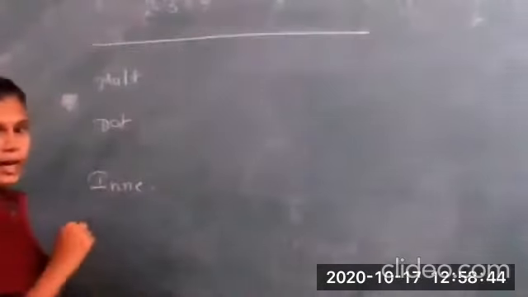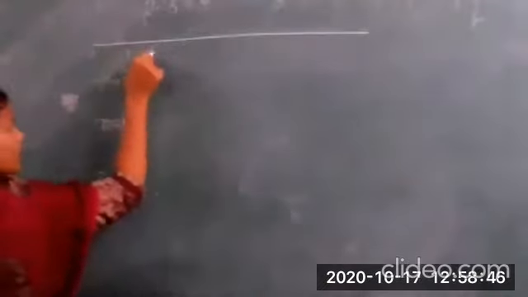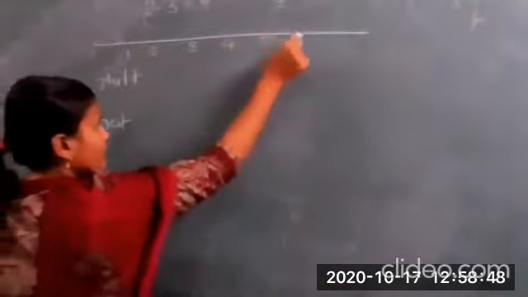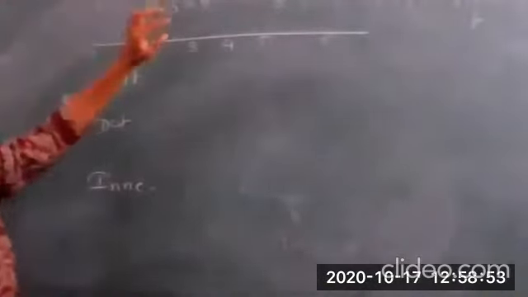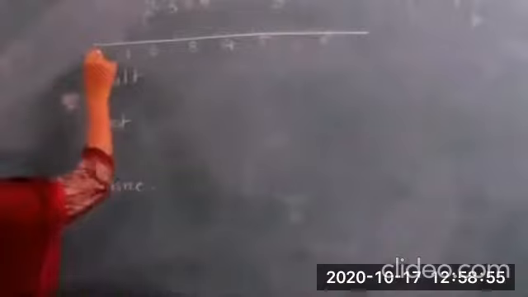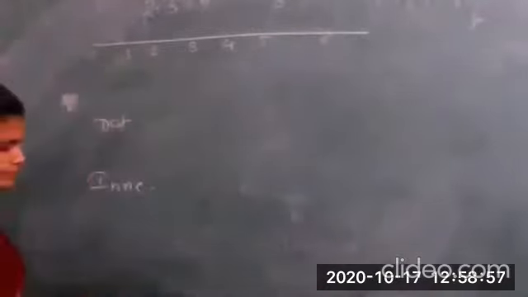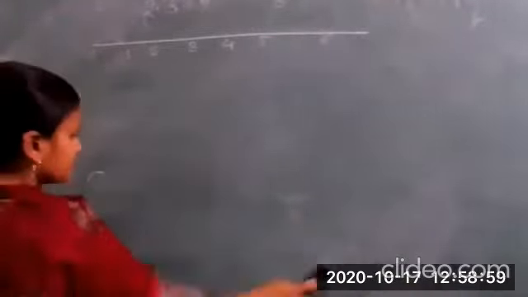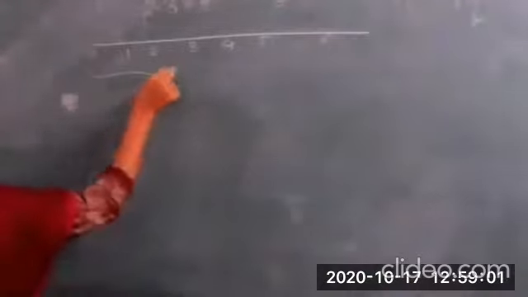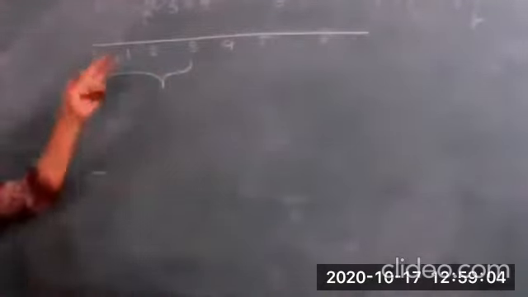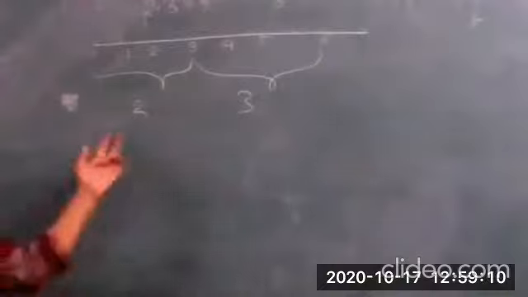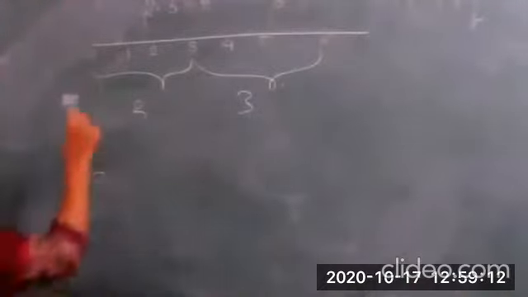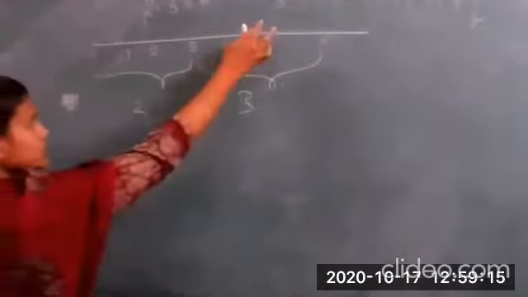So how am I going to evaluate this? Let me draw a line. So here it is 0, 1, 2, 3, 4, 5 and 6. So how do I work out 2 into 3? This is 3. I have to take this distance 3 two times, that is 2 into 3. That will be 6.